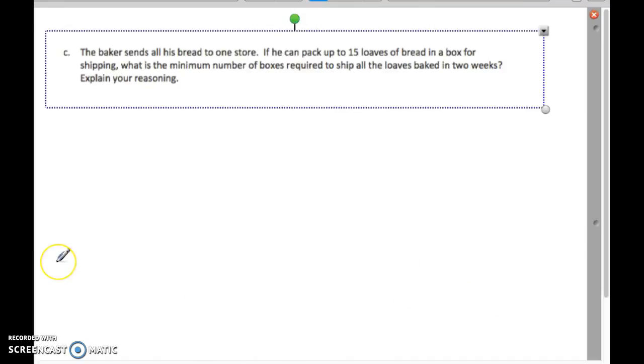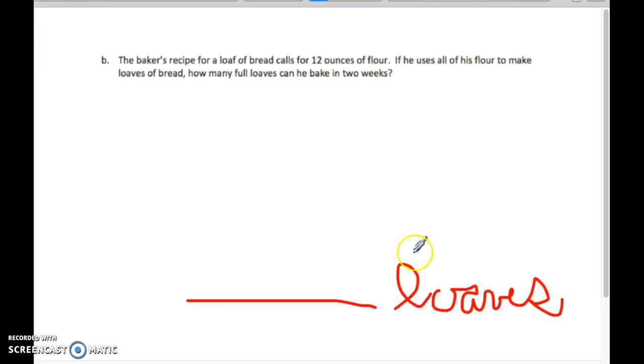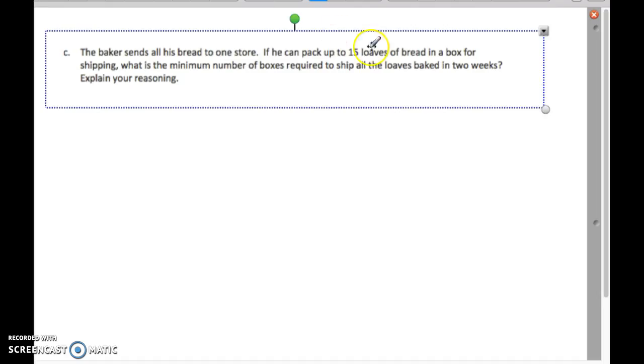Part C says the baker sends all his bread to one store. If he can pack up to 15 loaves of bread in a box for shipping, what is the minimum number of boxes required to ship all the loaves baked in 2 weeks? So I'm going back to this problem and saying, okay, this is how many loaves I have. I'm putting it in groups of 15. The only difference now is that I need to ship all the loaves of bread. So that means even if I have a box that's not full, that's fine. I still need to pack all of the loaves into boxes.